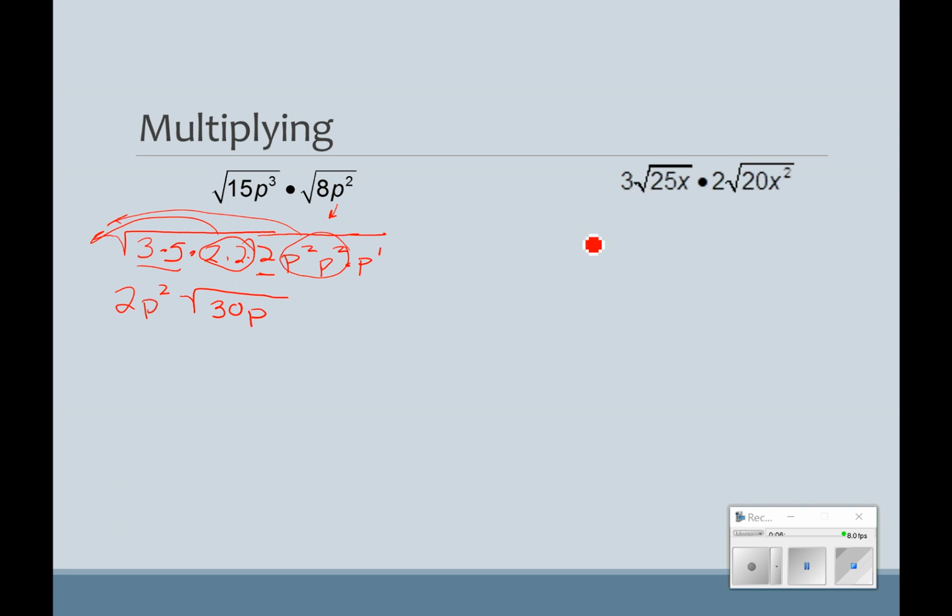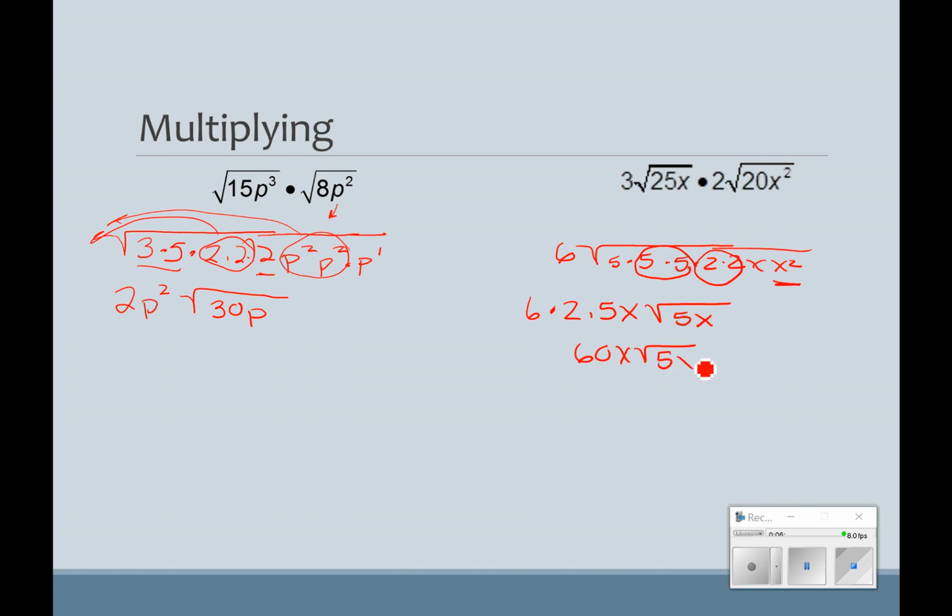Last example, I'm going to multiply the 3 times the 2. That's going to give me 6. 25 is 5 times 5. 20 is 4 times 5, or 5 times 2 times 2. And then I have an x and an x squared. So coming outside, I have a pair of 5's and I have a pair of 2's. So they're going to come out and multiply to the 6. And I've got this x squared that's going to come out and become 1. And then underneath, I've got the 5 and the x. So this is going to be 60x root 5x.